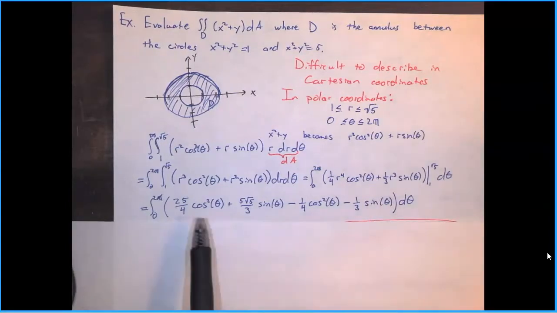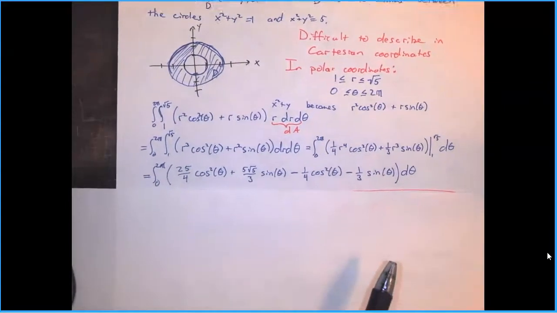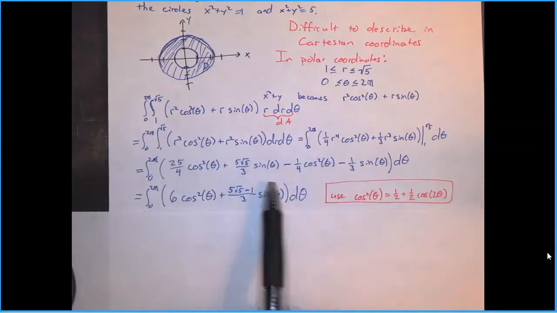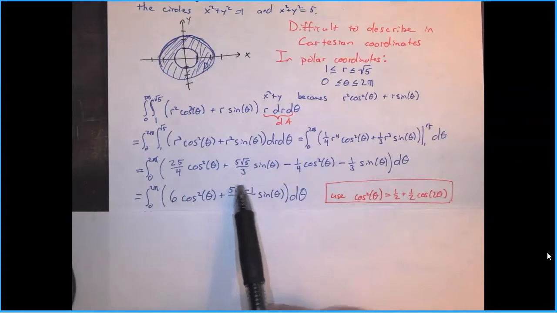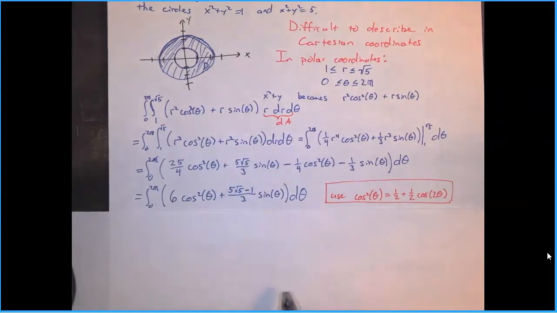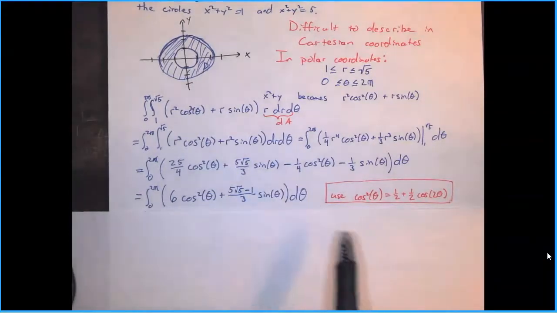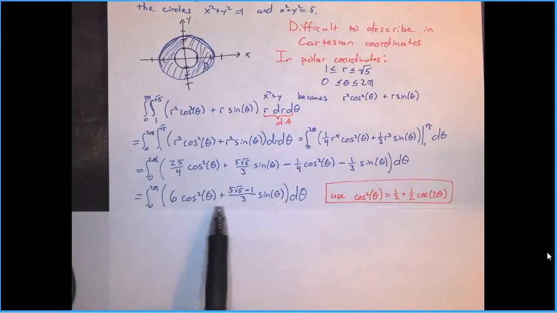I can combine like terms. 25 fourths minus 1/4 gives me 24 fourths, or 6. And then 5 root 5 over 3 minus 1/3 is 5 root 5 minus 1 over 3 sine theta. So now this is the integral that I need to evaluate in theta. And the sine term is fine. I need to look at this cosine squared term.